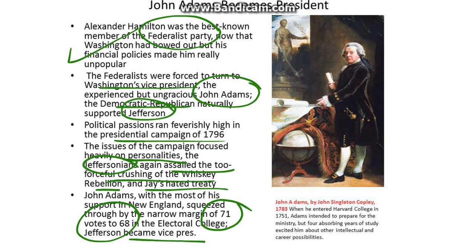Back during this time period, the way that the president and the vice president were elected is the person who got the most electoral votes became president, and the person who got the second most electoral votes became vice president, regardless of their political party. And so it's in this way that John Adams, a Federalist, becomes President of the United States, and Thomas Jefferson, a Democratic Republican, becomes Vice President.